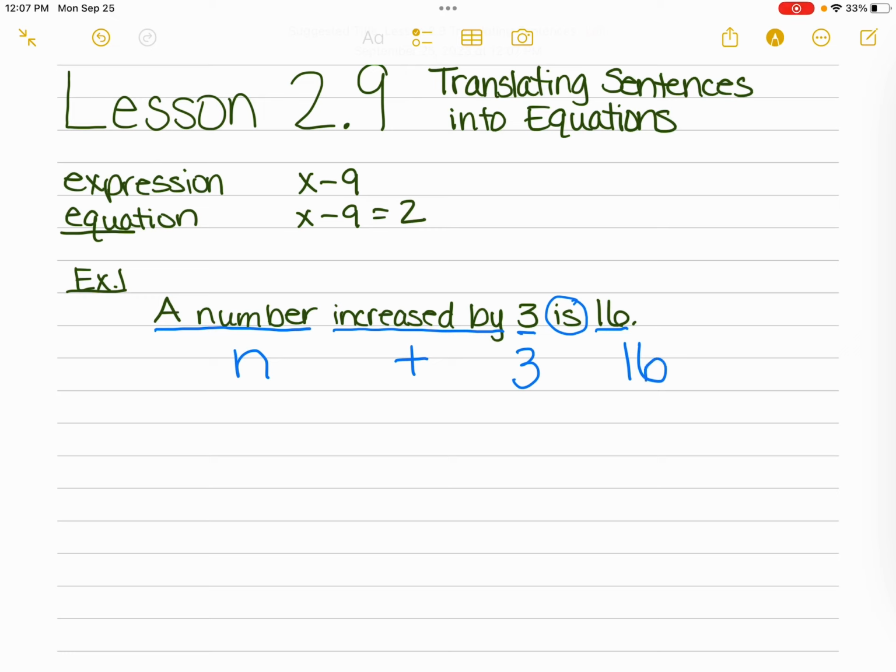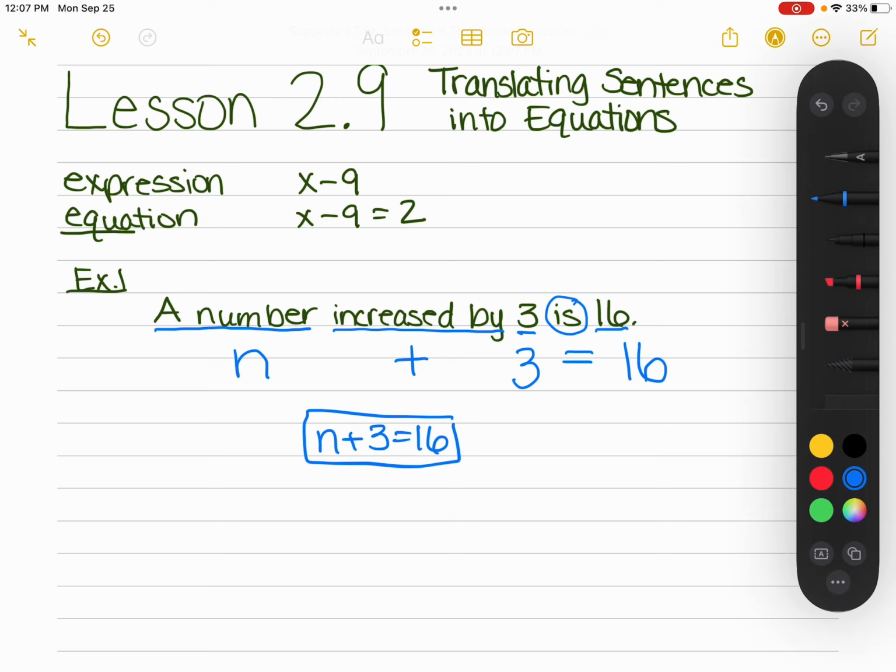Remember, these are supposed to be equations. When the word is shows up in a math sentence, then we're going to put the equal sign. Because a number increased by 3 is equal to 16 is the same thing as is. So my equation is n plus 3 equals 16. Okay, let's try a different one.